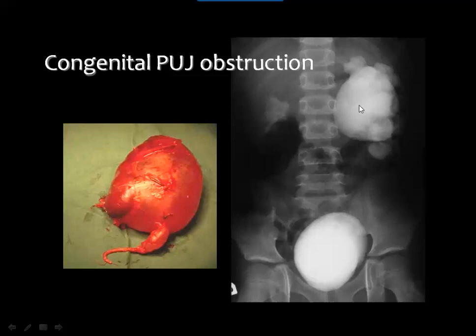Congenital pelvic junction obstruction is a neuromuscular incoordination between the pelvis and the ureter, and this will result in the urine not being smoothly evacuated into the ureter. There is some obstacle against the evacuation of the kidney. This will result in distension of the renal pelvis, then distension of the calyces, and if this condition is not treated, the kidney will lose function.